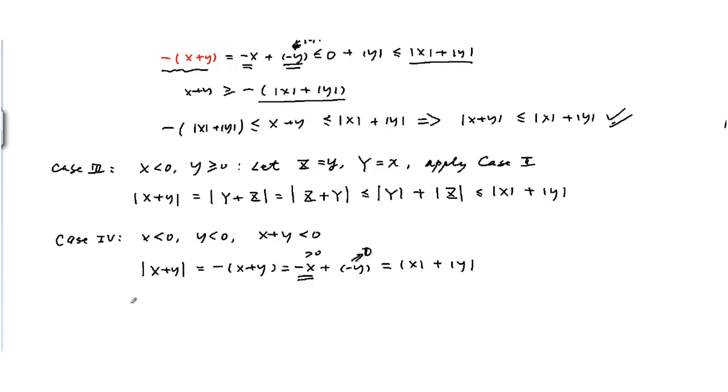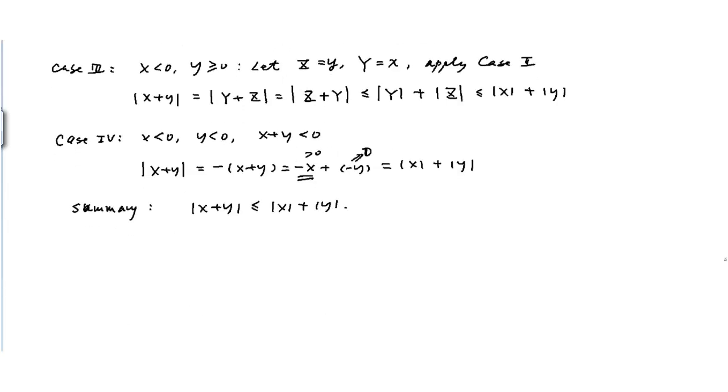So all 4 cases together as a summary: the absolute value of x plus y is less than or equal to the absolute value of x plus the absolute value of y. This is another example. For this one, you may also do a similar proof. Prove that the absolute value of xy equals the absolute value of x times the absolute value of y. You can prove this exactly in the same way as we just did for addition.